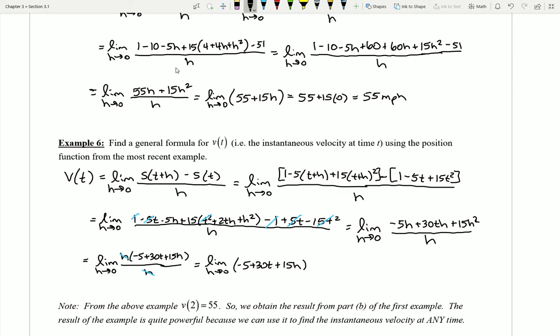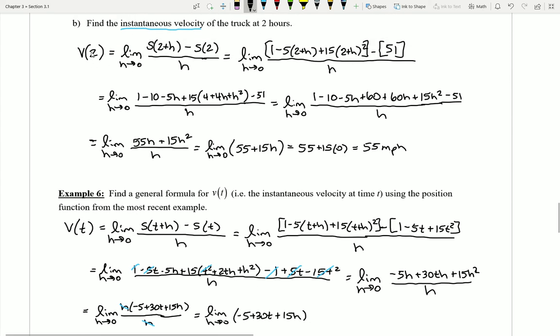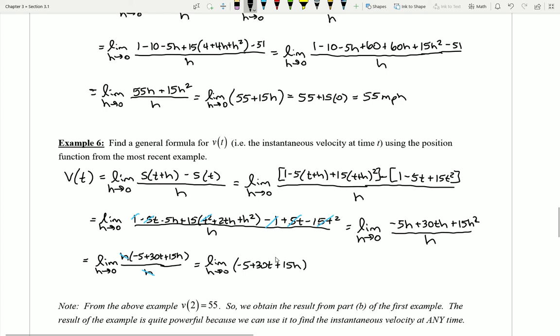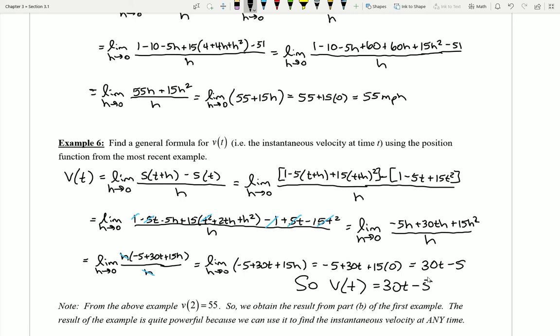T, remember, is going to be like the number 2 or 3 or 7. So t is going to get replaced by some other number later on. We're just going to have h go to 0 right now. So that means I'm going to be left with minus 5 plus 30t plus 15 times 0, or I could rewrite this as 30t minus 5. So the velocity at any given time is going to be given by the following formula.